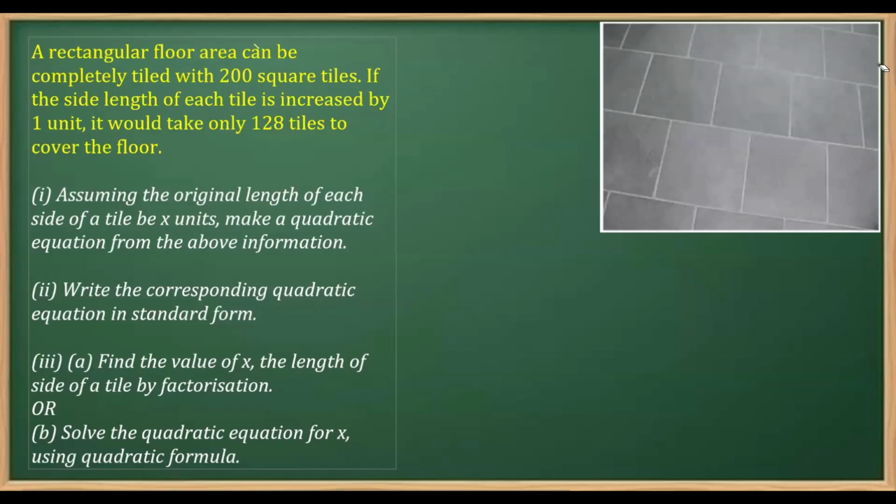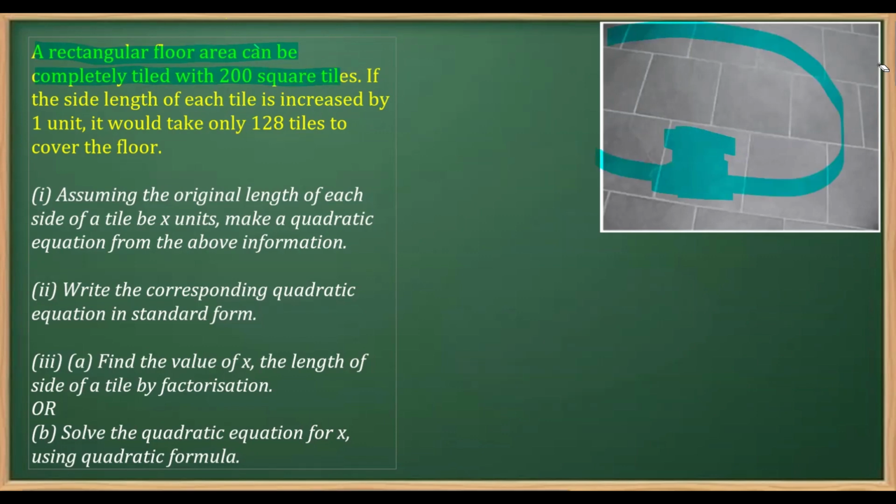Now, this question I've taken from the previous year board exam, that is 2024, the 23-24 board exam. And this question is based on a case study question, which is based on quadratic equation. So if I read the question, it says a rectangular floor that can be completed by 200 square tiles. As you can see, there are square tiles, and the whole floor has 200 tiles.